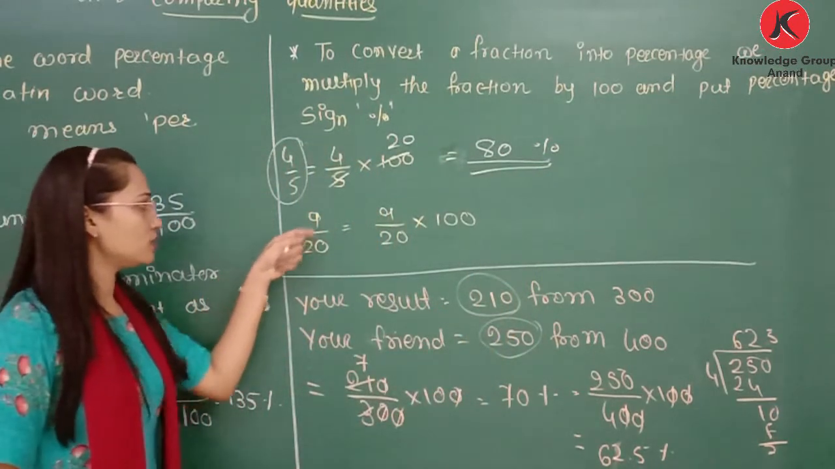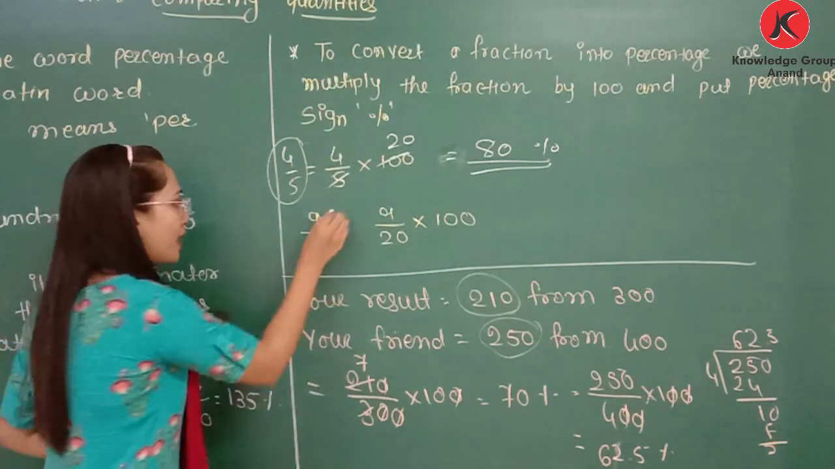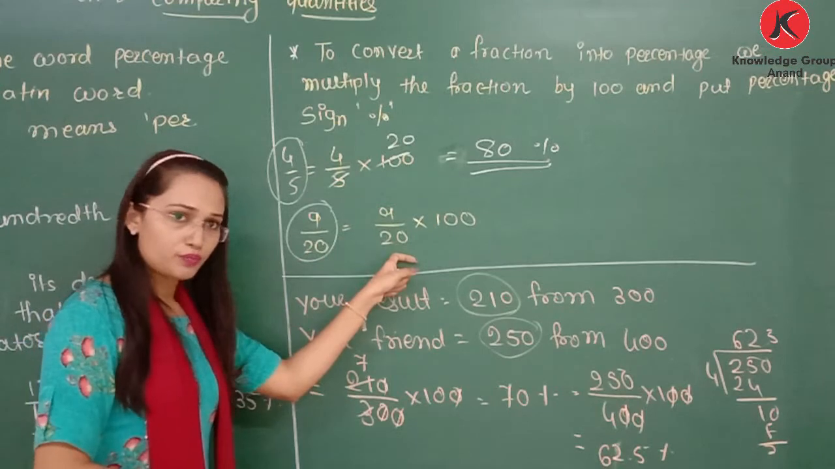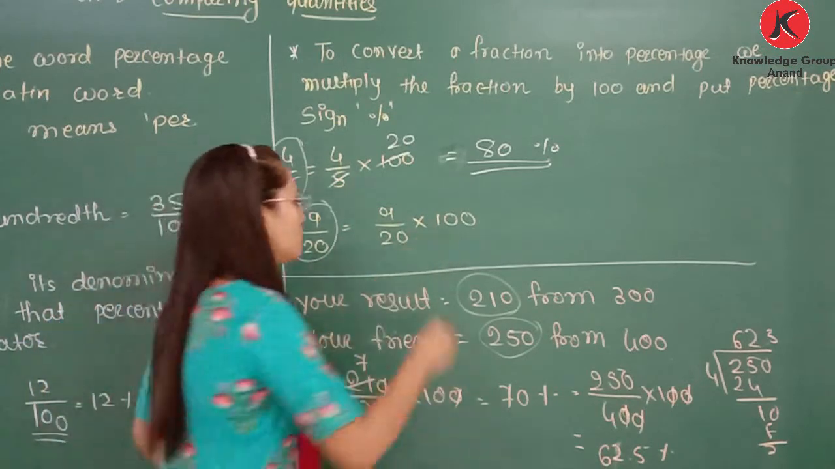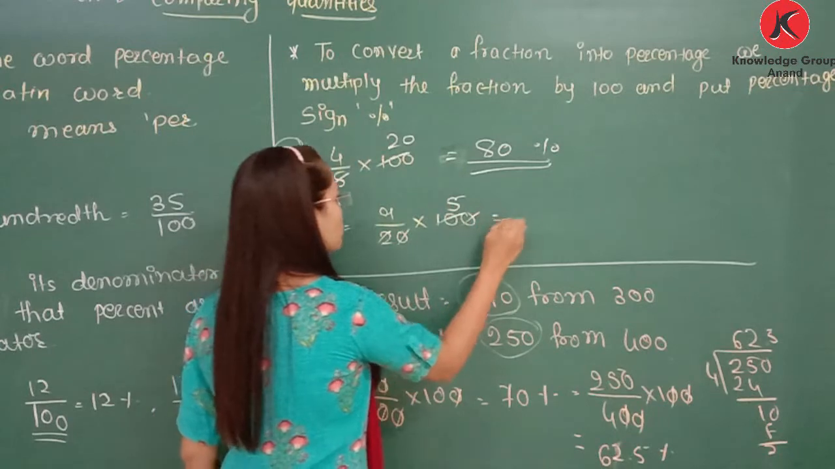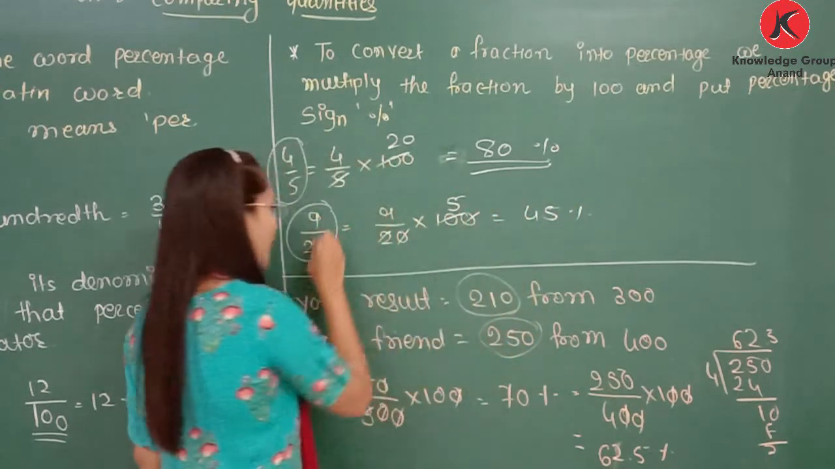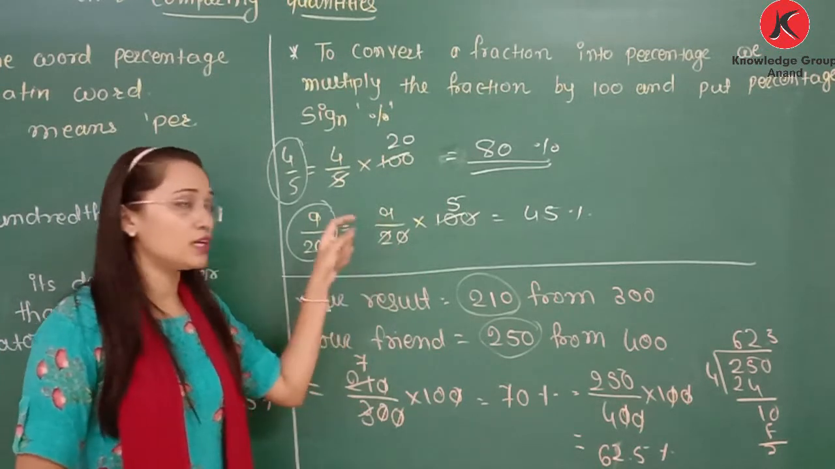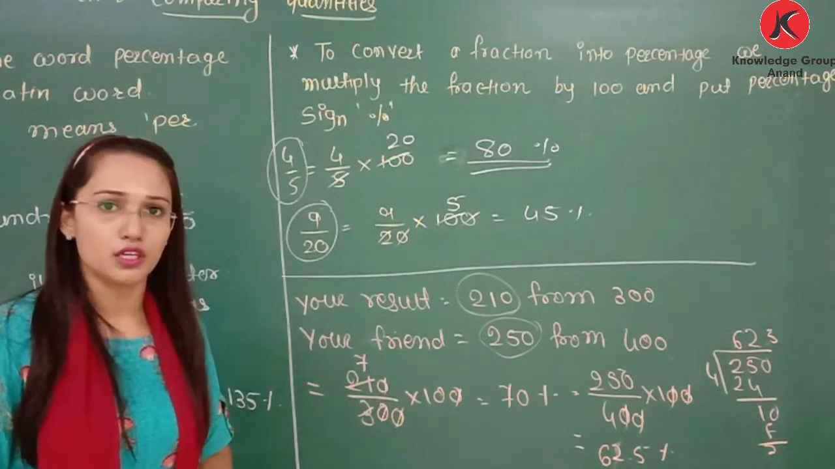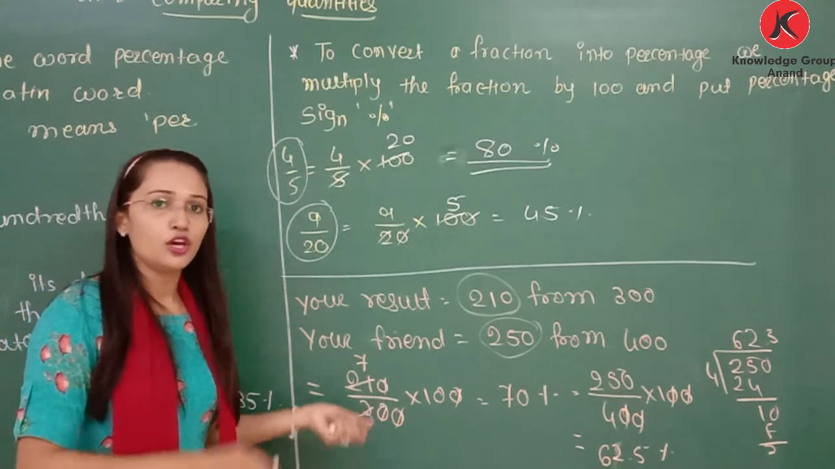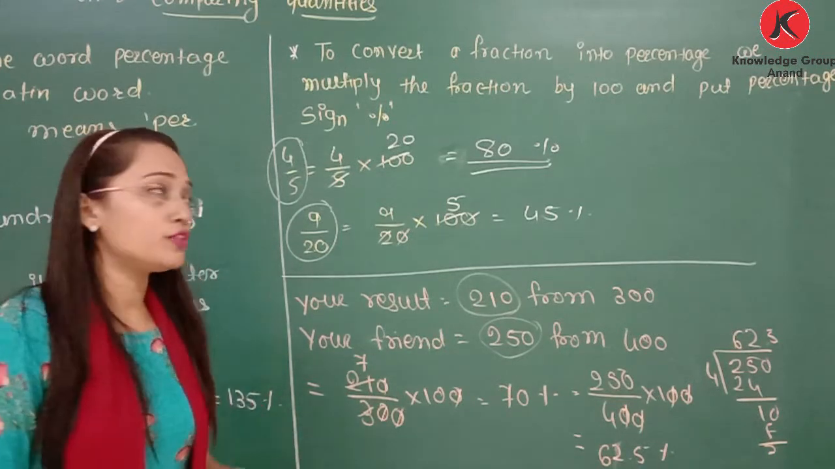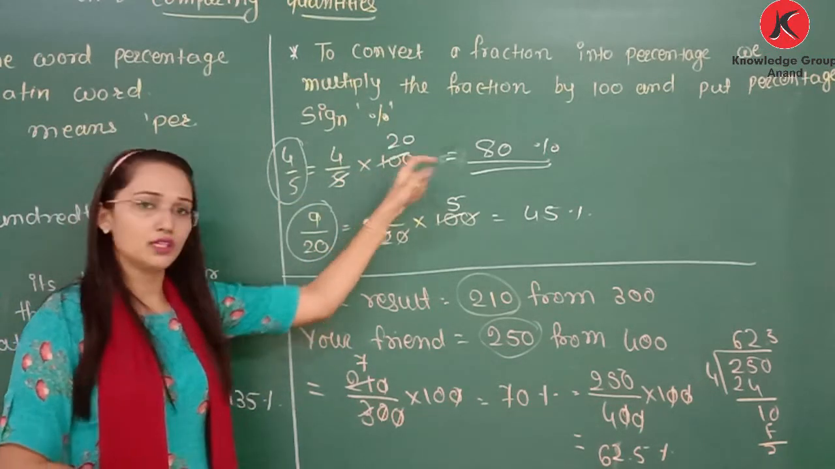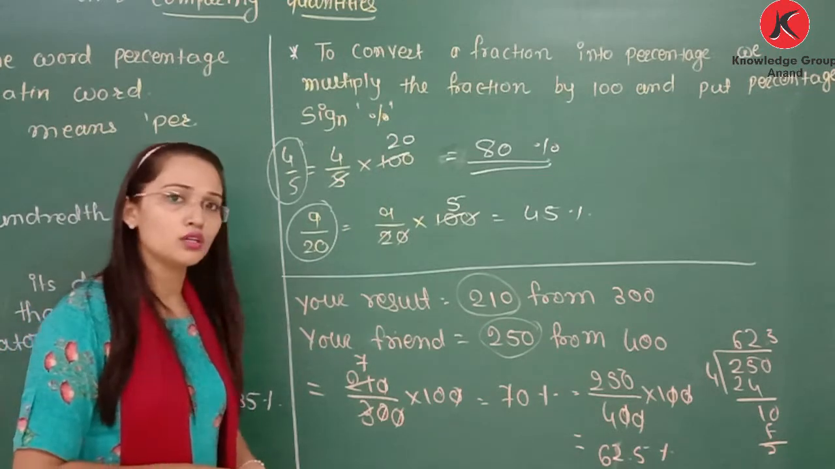Now one more fraction, that is 9 by 20. How can we find the percentage for the fraction 9 by 20? Multiply 9 by 20 by 100. Now cut the common factor, so it is 5, and we get 45%. It means 9 by 20 is equal to 45%. So this is the method by which we convert a fraction into a percentage. When the denominator is 100, the numerator is the percentage. But if the denominator is not 100, then multiply by 100, cut the common factor, and whatever answer you get will be your percentage.